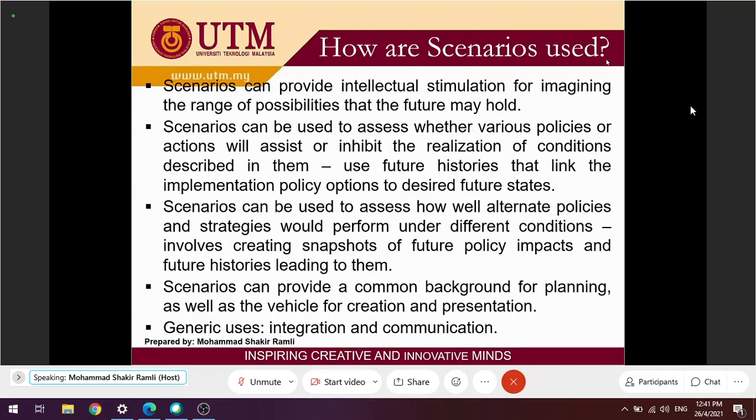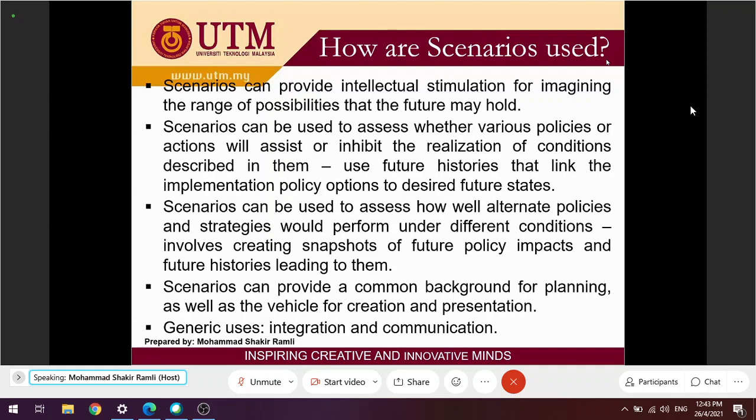Scenarios can be used to assess whether various policies or actions will assist or inhibit the realization of conditions described in them. So scenarios can also be used as a measurement or indicator for assessment of the policies, action plans or strategies that will assist or inhibit the realization of the conditions described in the strategies. Normally we have an action plan at one stage and after that another, so we can use a timeline scenario or milestone, comparing the actual achievement to the plan, the action plan or the strategies, and we can measure the gap.